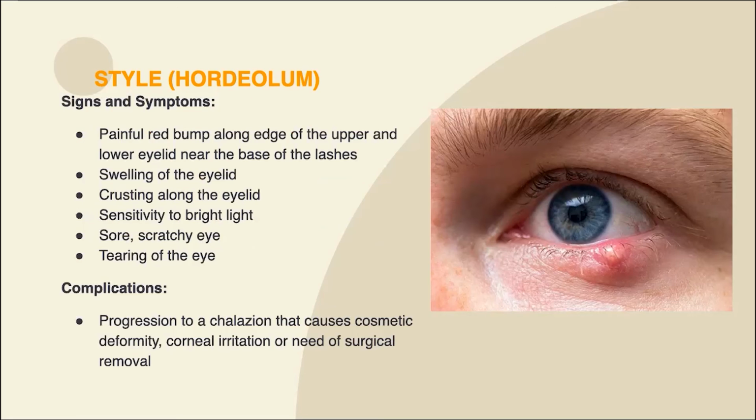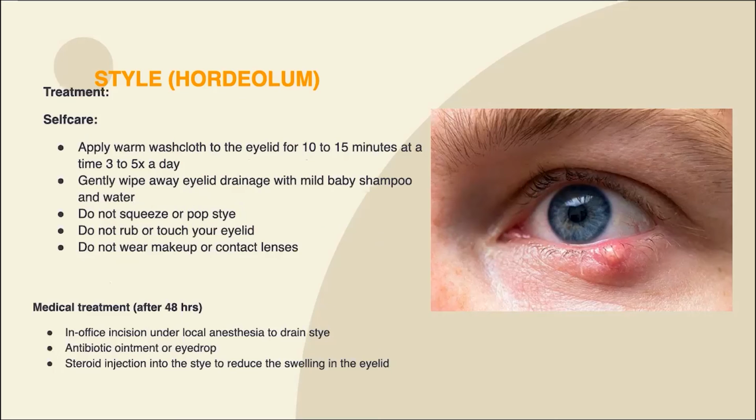Signs and symptoms would include a painful red bump along the edge of the upper and lower eyelid near the base of the lashes, swelling of the eyelid, crusting along the eyelid, sensitivity to bright light, sore, scratchy eye, and tearing of the eye. Complications would be progression to chalazion that causes cosmetic deformity, corneal irritation, or need of surgical removal.